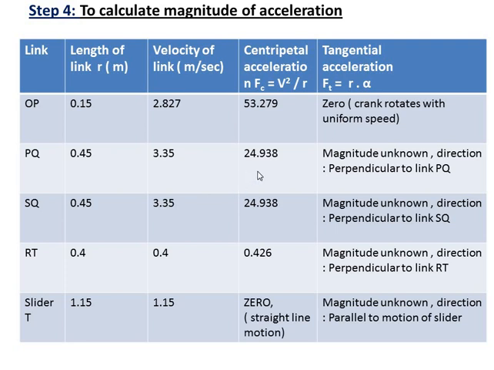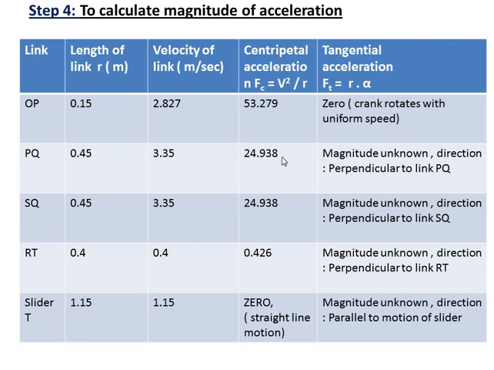Now for link PQ, you have to take centripetal acceleration equal to V square by R. Again calculate V square, that is 3.35 square divided by 0.45. It will give you the magnitude. Now for tangential acceleration, magnitude is unknown. Only we know the direction, that is perpendicular to the link. So we don't know magnitude of tangential acceleration of any of the link. We will only know the direction, that is tangential or perpendicular to the link.